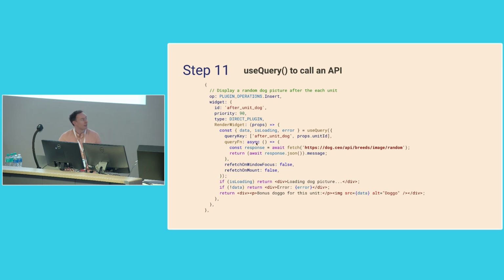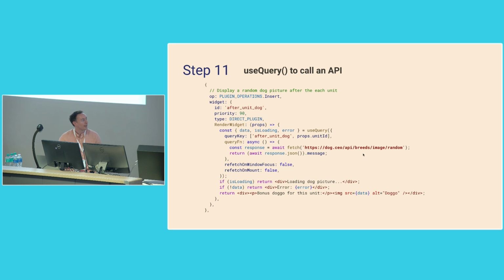And then skipping past query key for a second, the main heart of what we're doing is this query function that you see right here. So you tell React query how to fetch the piece of data that you want from the server. And in this case, we're literally just going to use the fetch API to say await fetch, and then pass in the URL of this dogs API that I found.